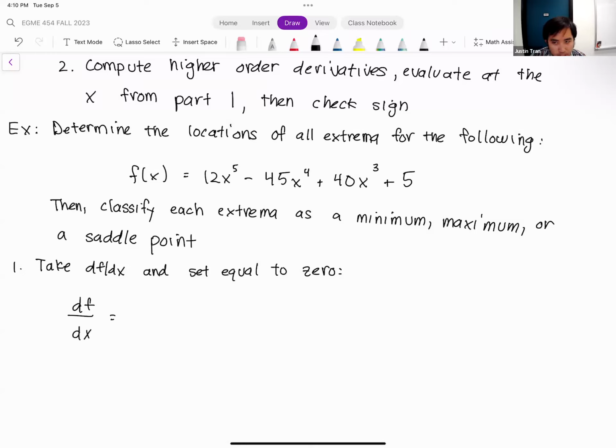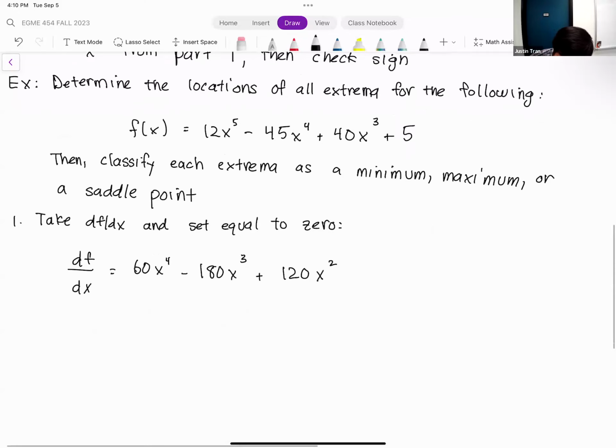All right, so I'm just going to use the power rule on each of these terms, and so the derivative of 12x to the fifth is going to be 60x to the fourth minus 45x to the fourth, derivative of that, we get 45 times 4, that is 180x cubed plus 120x squared. Then at the very end, we have derivative of a constant. Derivative of 5 is just 0. So that's going to be our derivative. And so we're going to set all this equal to 0.